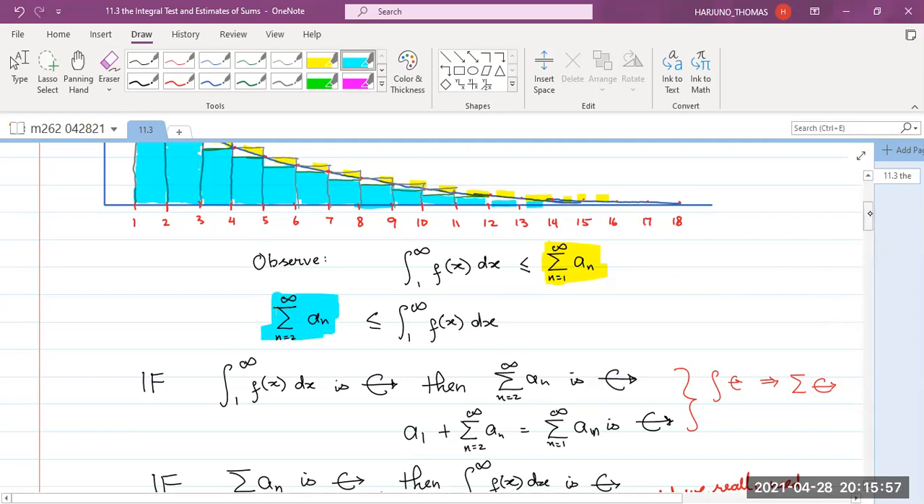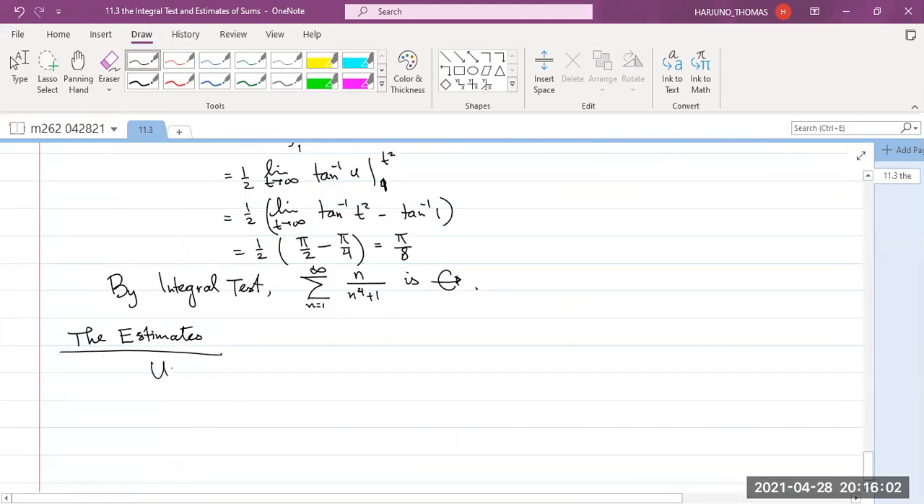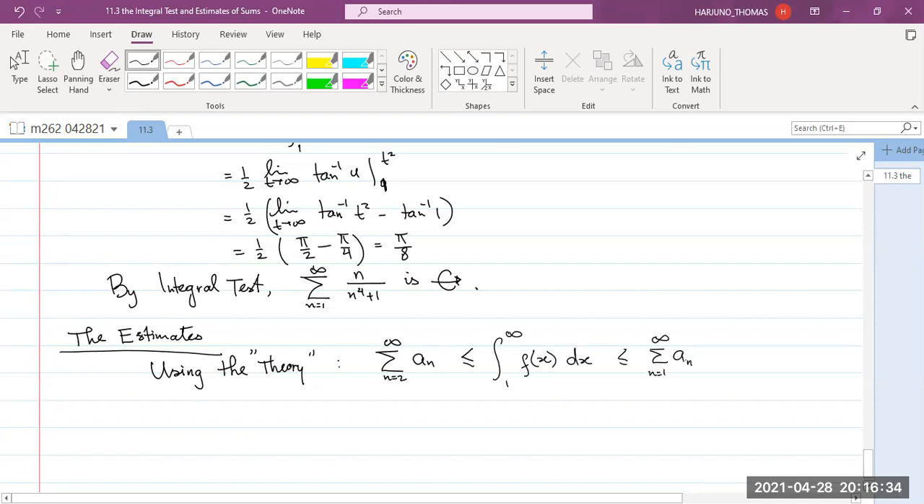Okay. Now, if you think about that argument, notice that using the theory, we have the sum from n equals 2 to infinity of a sub n is the lower bound of the integral from 1 to infinity of the continuous, positive function, and bounded above by the infinite series from the first term. Okay, now I can change this integral to go from k to infinity instead of from 1, and it is bounded above by the infinite sum from k and bounded below by the infinite sum from k plus 1. You see that?